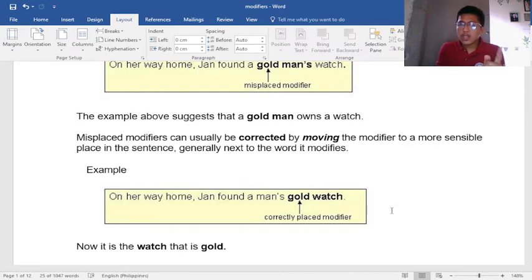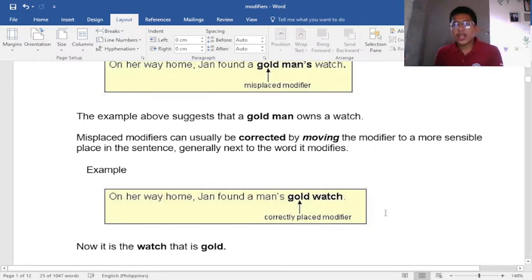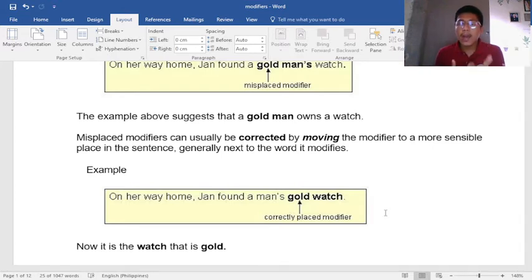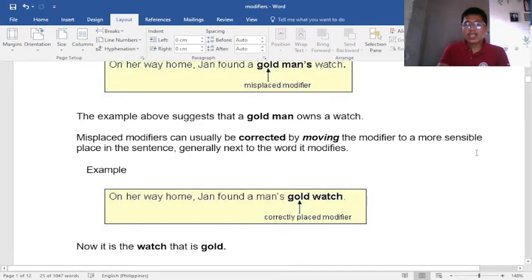Misplaced modifiers can usually be corrected by moving the modifier to a more sensible place in a sentence, generally next to the word it modifies, meaning the word that we modify here is the man. Okay? Because man here owns the watch, which is gold. So gold here modifies the watch as its characteristic. So on her way home, Jan found a man's gold watch. So the watch is gold, owned by the man. Now it is the watch that is gold.